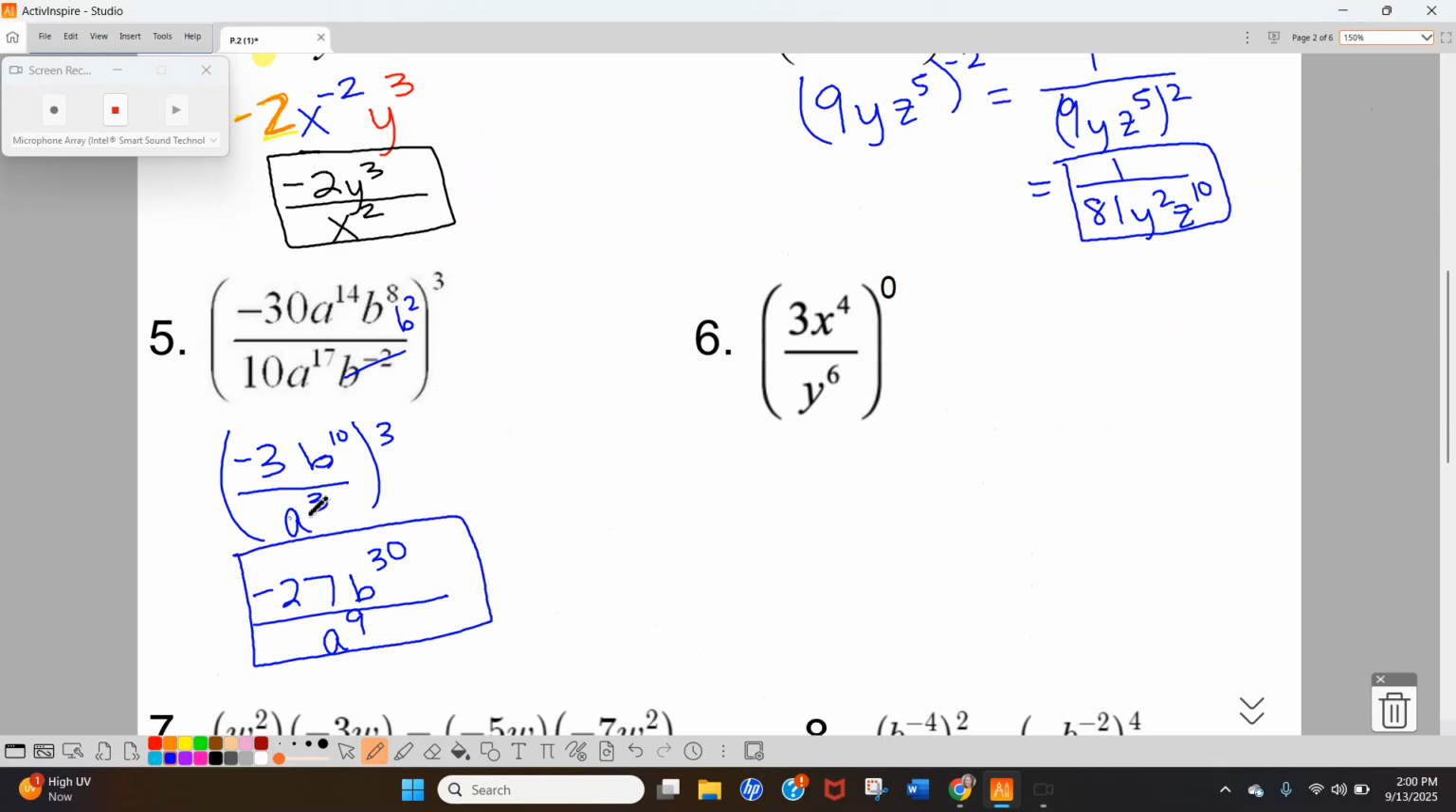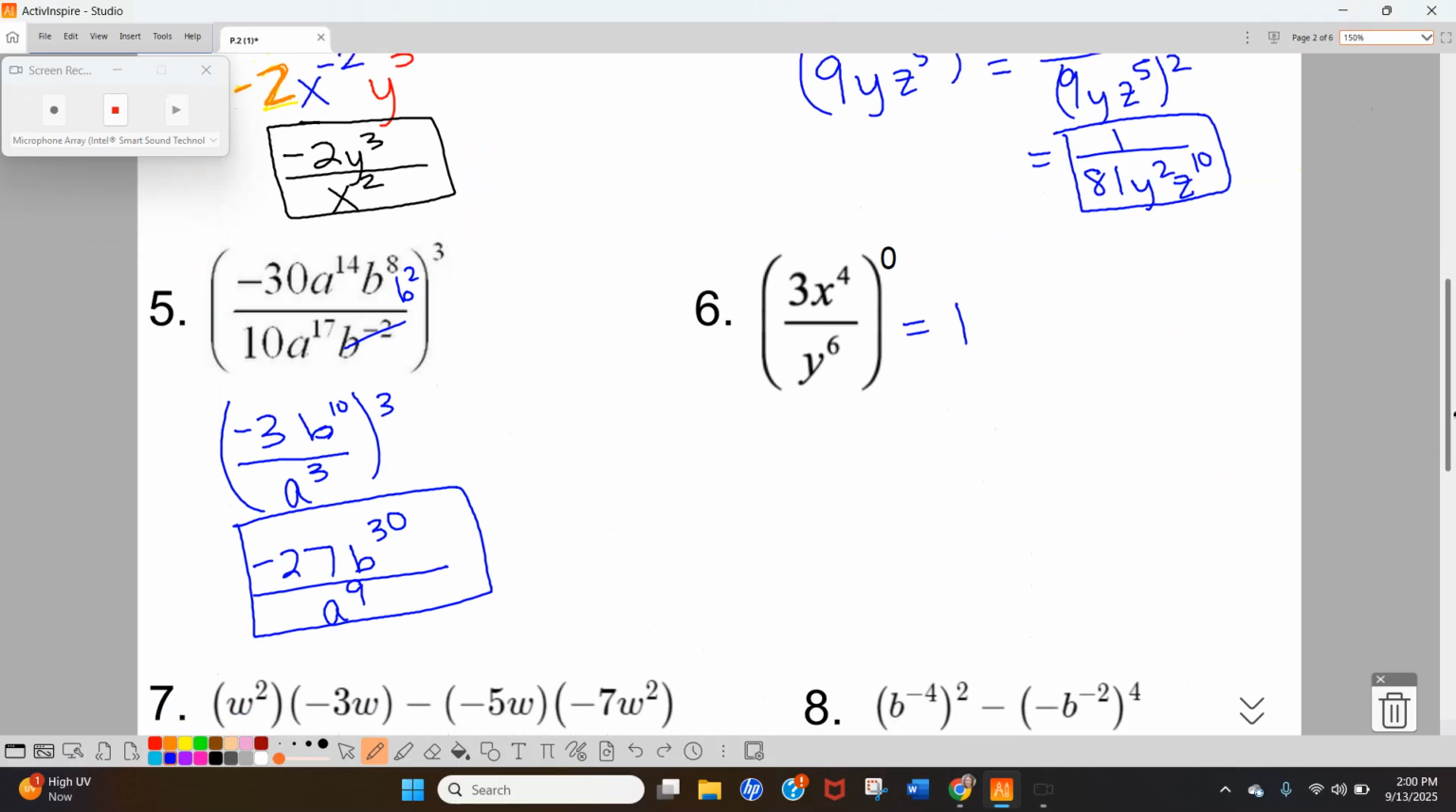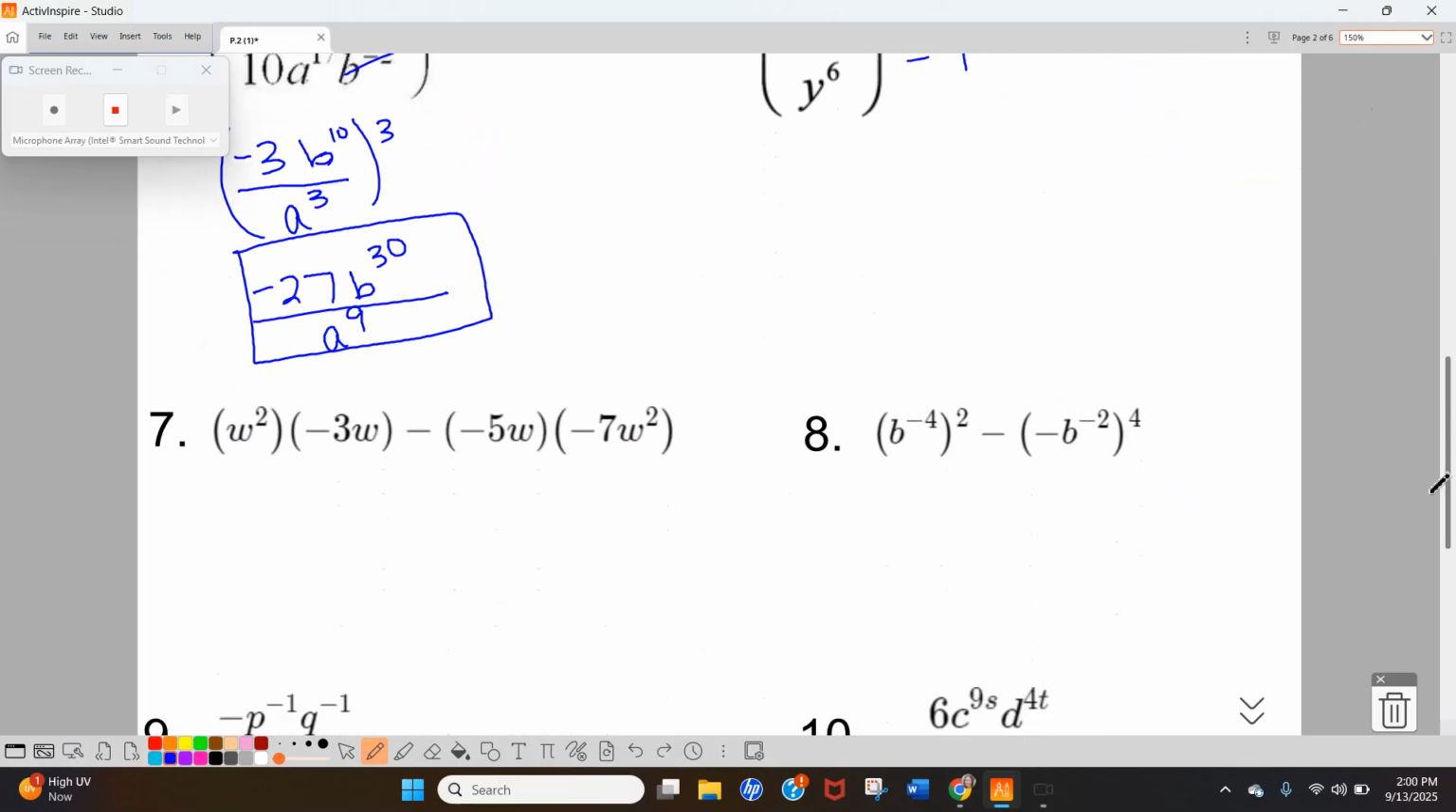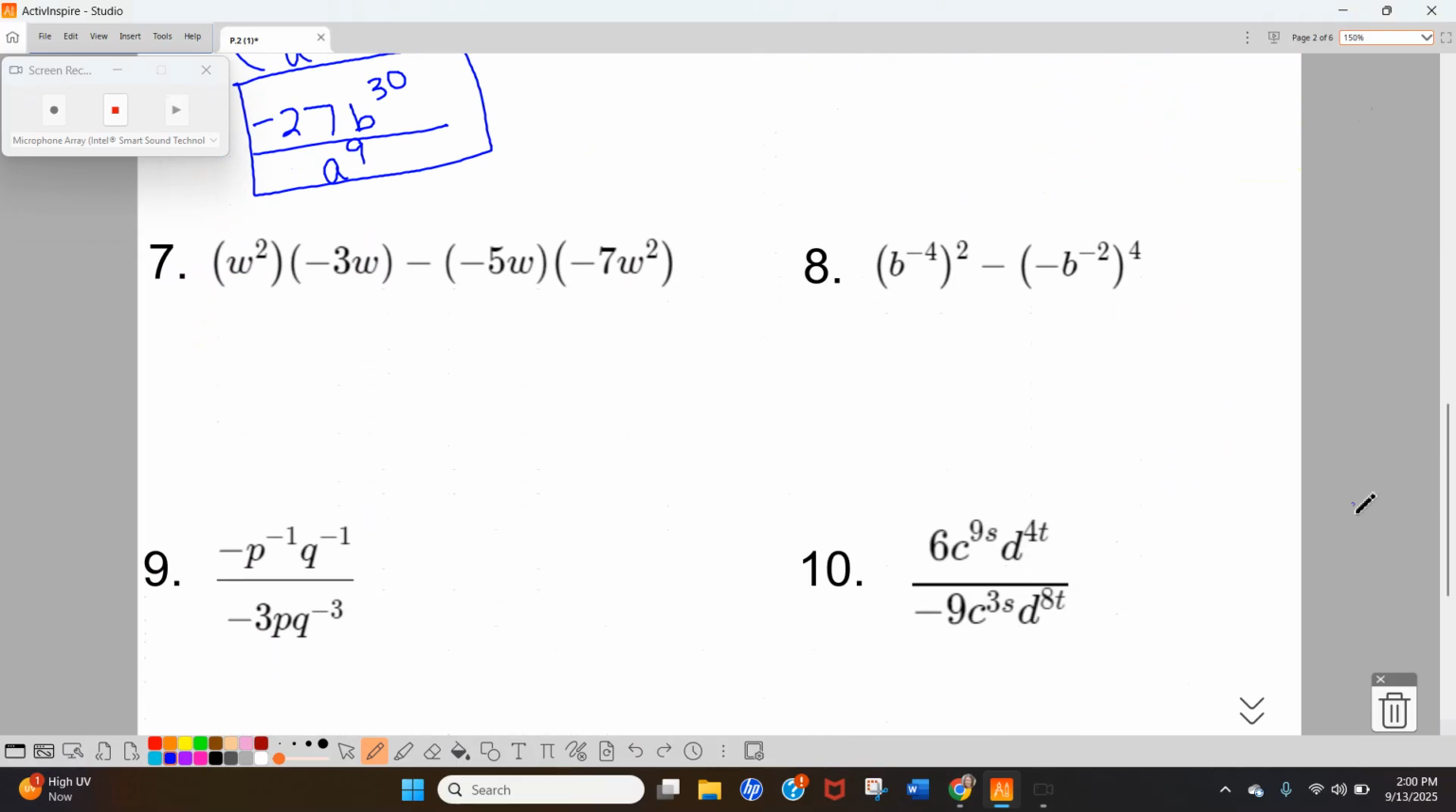All right, so number 6. Remember I said earlier, anything to the 0 power is going to be 1. Now that's a loaded statement when you take calculus. Anything to the 0 power is not 1 because 0 to the 0 doesn't fit the bill. But for this stage of the game, anything they give you to the 0 power, you're just going to say 1.